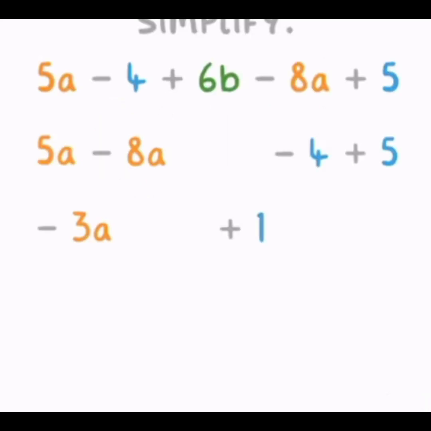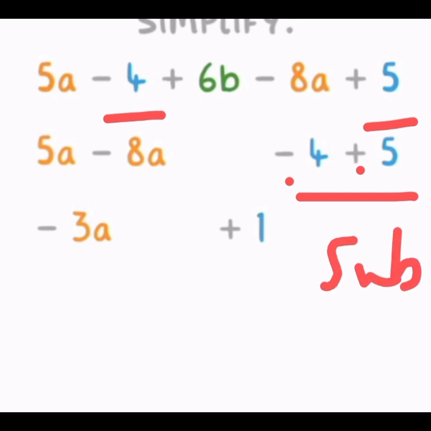Now look at the number terms: minus 4 and plus 5. These are the number terms, and they both have opposite signs, the plus sign and the minus sign. Opposite sign means they both will be subtracted. So 4 will be subtracted from 5 and we get plus 1. Why do we write the plus sign? Because the bigger number is 5, which has the plus sign. So that's why plus 1 will be mentioned.